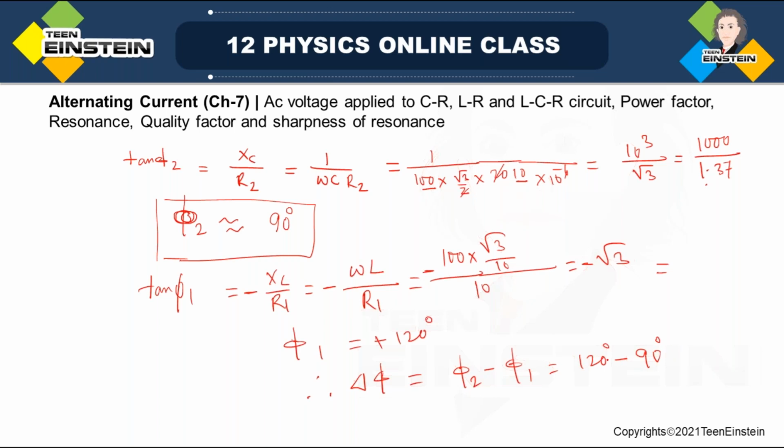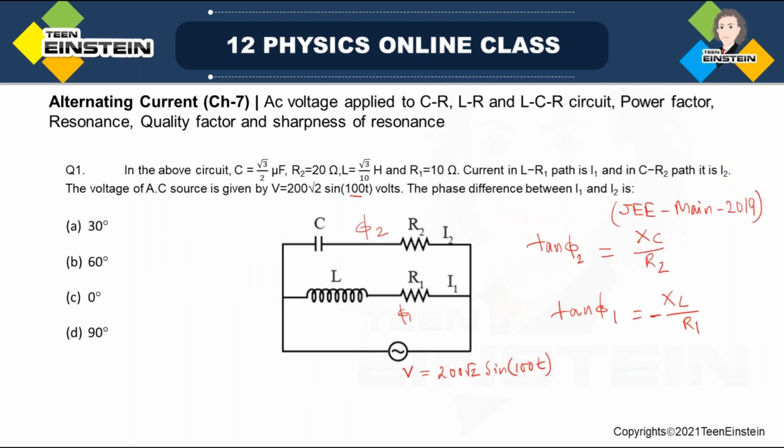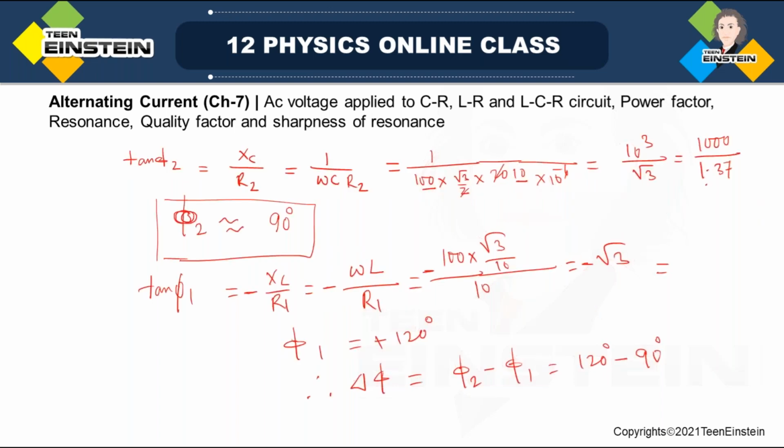Oh sorry, this is phi 1 and phi 2. Let's see what we have written. Okay, phi 2 and this is phi 1. Anyway, what we have to do is take the difference, which means I'm just taking the magnitude. Difference means you have to take the magnitude anyway, so it will be 30 degree.